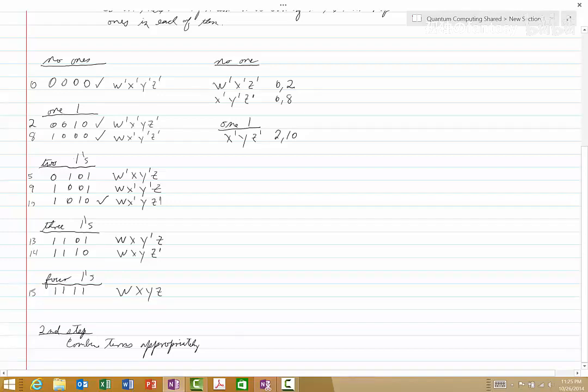What about 8 and 9? Well, 8 is smaller than 9, so that's okay. The difference between 8 and 9 is 1, which is 2 to the 0th power, so that is a power of 2. So these two should combine, and in fact they will, because they differ in only one position, namely the z position. So what's left over when we take away the z is w x prime y prime. And that comes from combining 8 and 9. 8 already has a check mark by it. Now we put a check by 9.